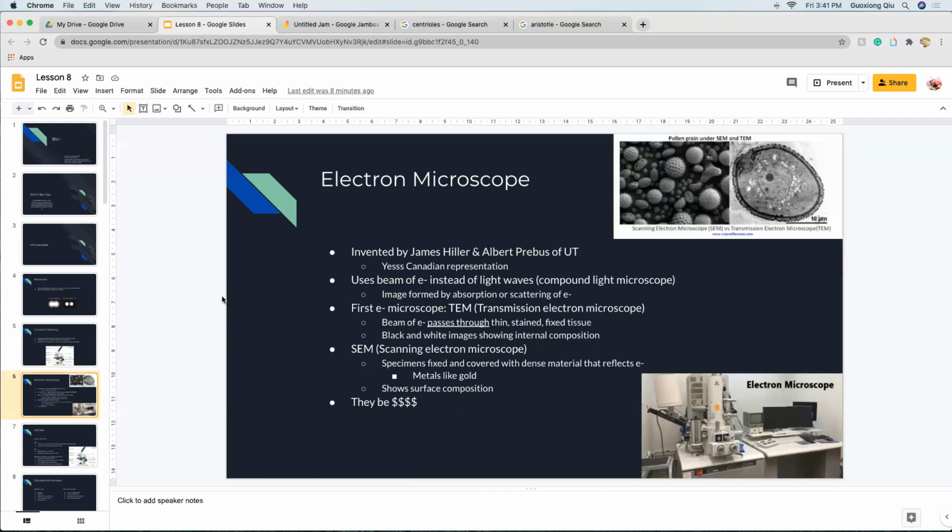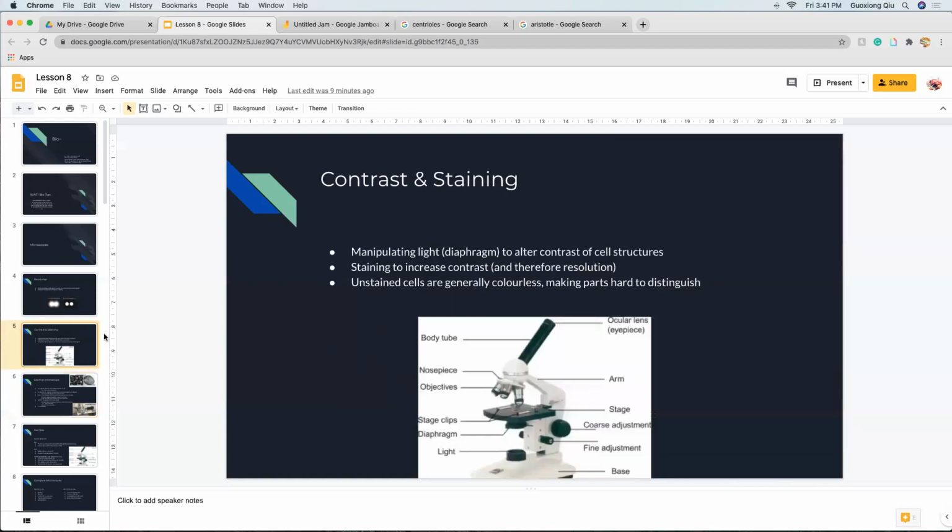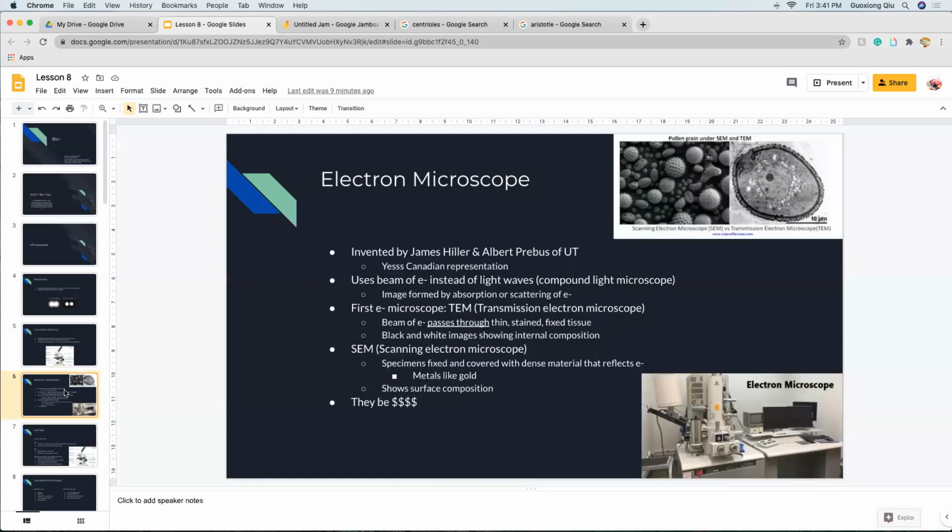Moving on, the electron microscope. The electron microscope was invented by James Hillier and Albert Prebus of the University of Toronto. I know, right? Canadians in science history. That's actually amazing. The electron microscope uses beams of electrons instead of light waves, like the light microscope, which is this thing. And the first electron microscope made was the transmission electron microscope, or TEM for short.